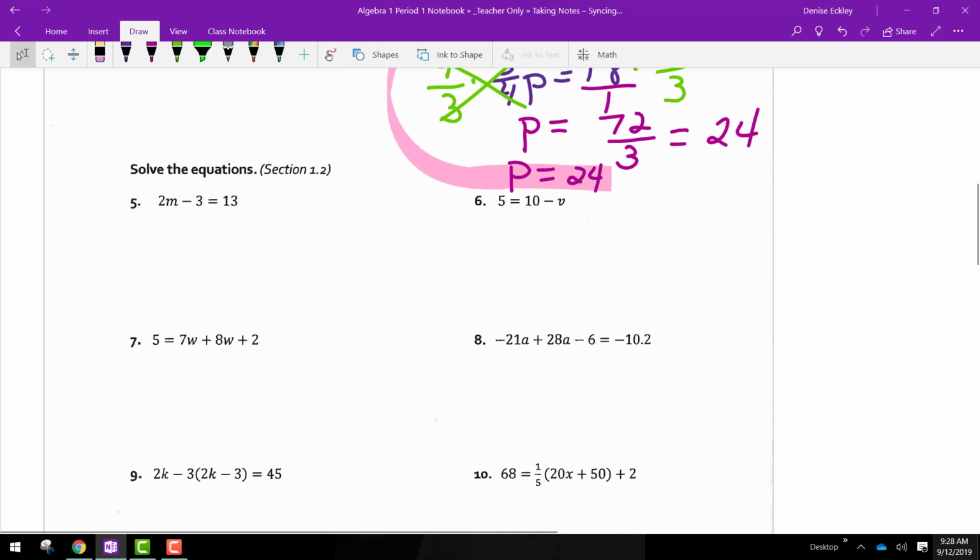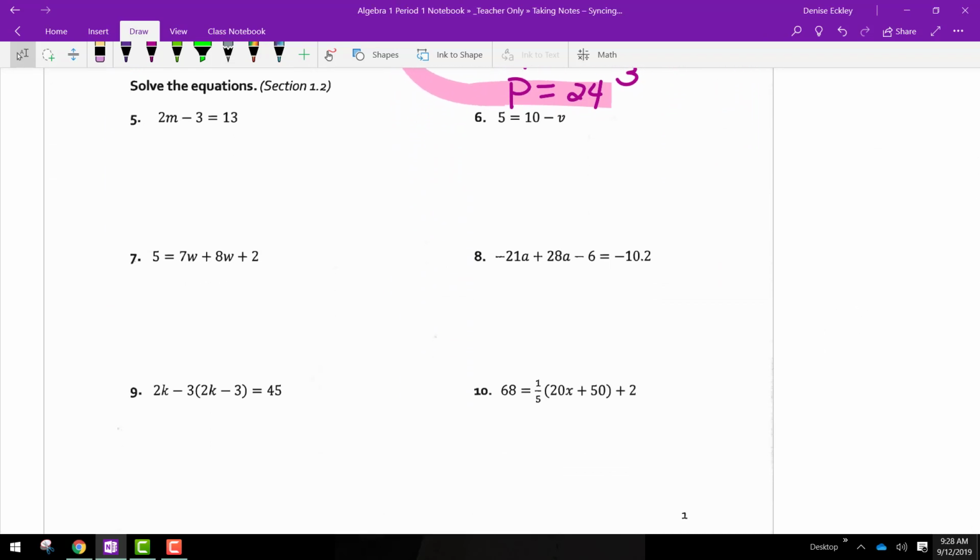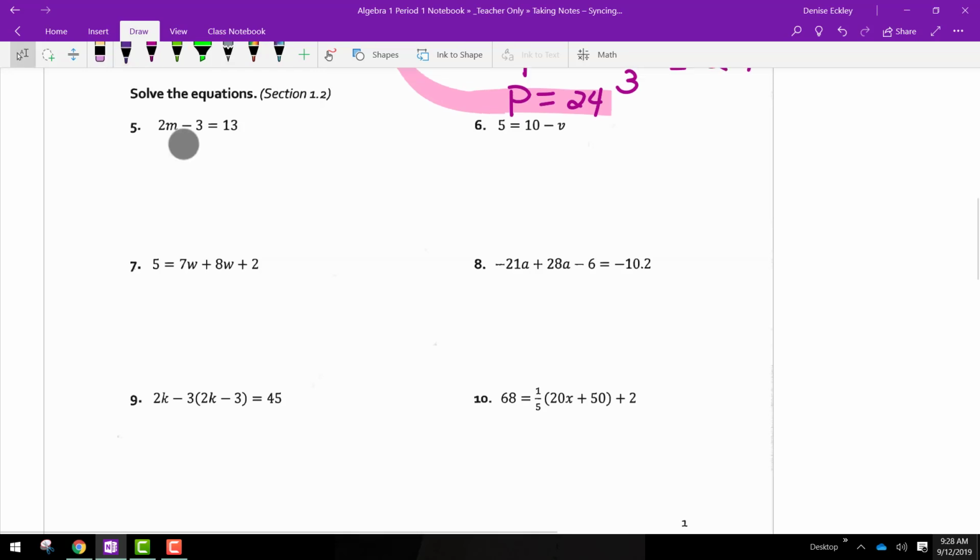Okay, next we are going to do two-step equations. So now we're going to have more than one operation that we have to do to get the variable by itself. So I am going to do numbers 5, 6, 7, and 10, and you guys can do the other two on your own.